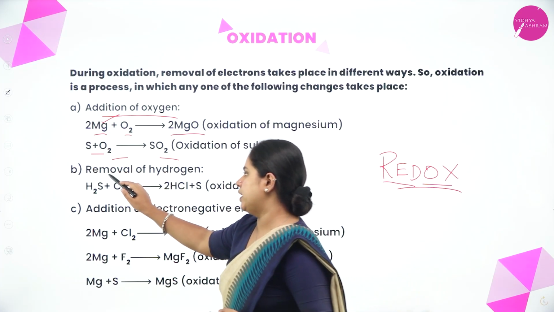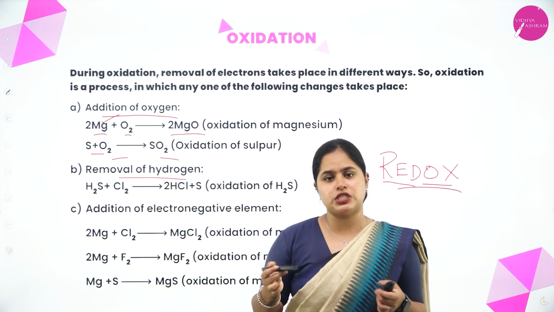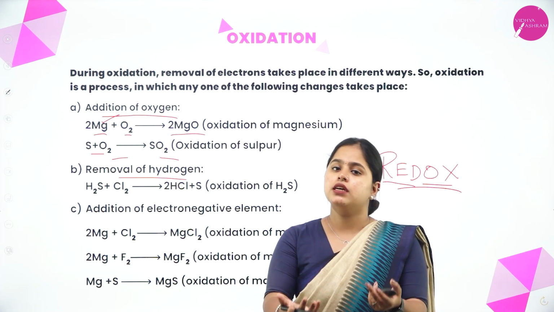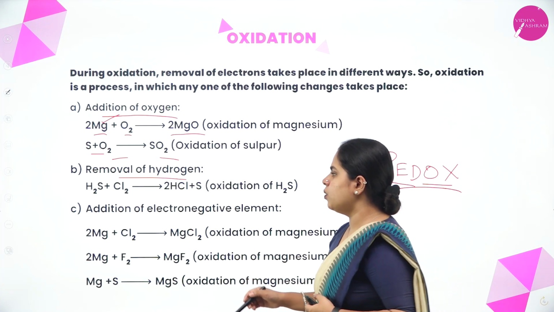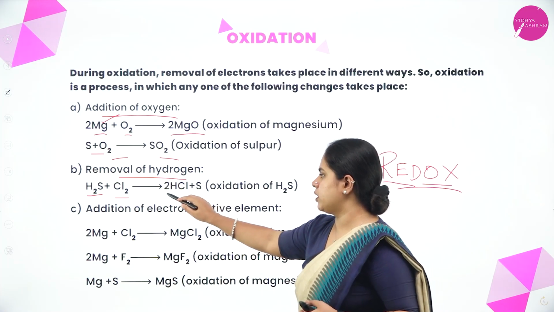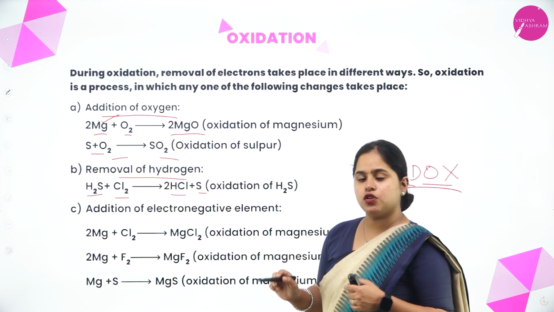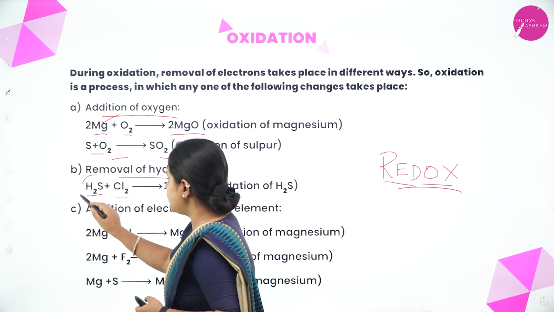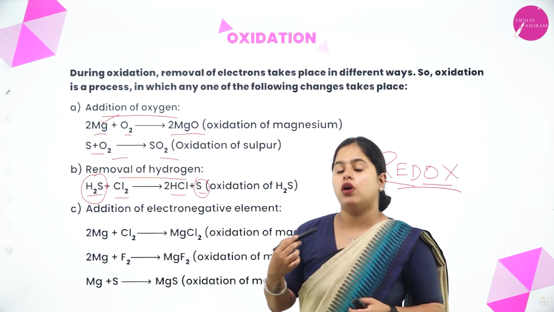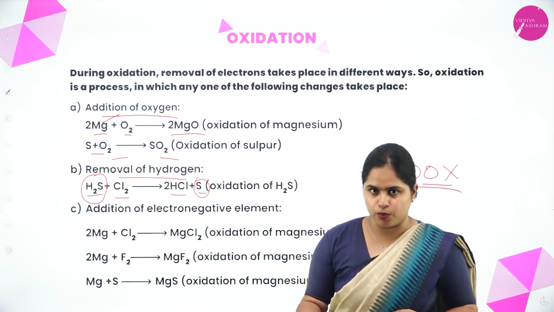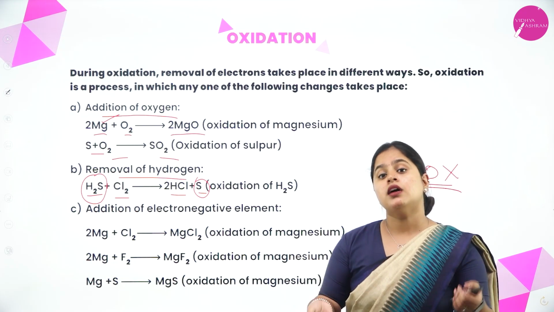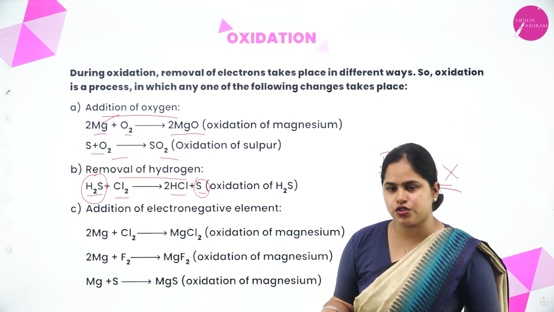Next, removal of hydrogen. Another way of defining oxidation is removal of hydrogen. So either it can be addition of oxygen or else removal of hydrogen. H2S, hydrogen sulfide, to which Cl2, chlorine, is added. What happens? You will get HCl as well as sulfur. What you can see here is, in the reactant you can see H2S and in the product it is just sulfur. So what is happening here? Hydrogen is being removed, right? So oxidation of sulfur is happening by the removal of hydrogen. In that way also you can define it.